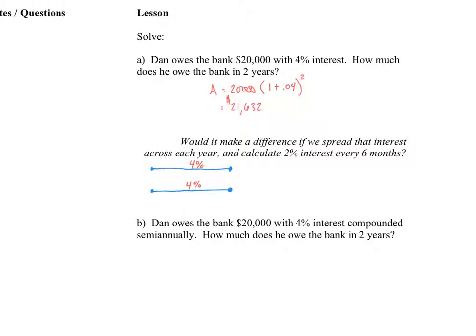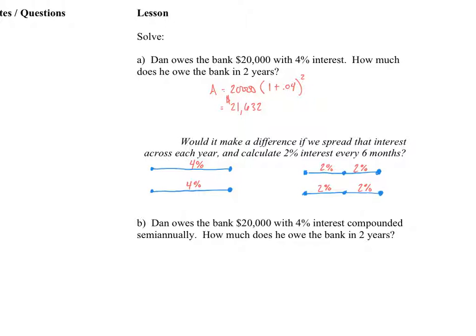So my question is, what if instead of doing that, we still have 2 years, so these are still the same 2 years, but instead of calculating that interest at the end of the year, we cut it in half and calculate the interest twice per year by spreading that 4% out. So we'll do still 4% per year, but we're going to do 2% in the first half of the year and 2% in the second half of the year.